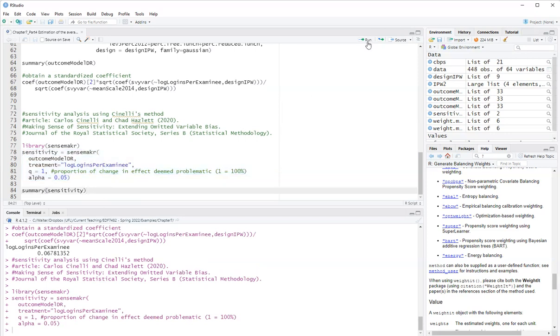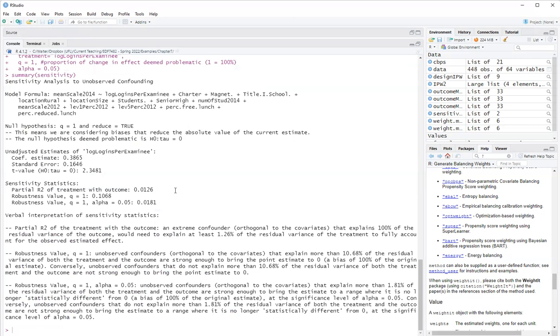And then I get a summary with three different interpretations. The first one is I get that the partial R squared is 0.0126. The robustness value for q equals 1 is 0.1068. And the robustness value for q equals 1, alpha 0.05 is 0.181. I find partial R squared the least helpful of these statistics, and the robustness value q equals 1, alpha equals 0.05, the most helpful. The interpretations are here.